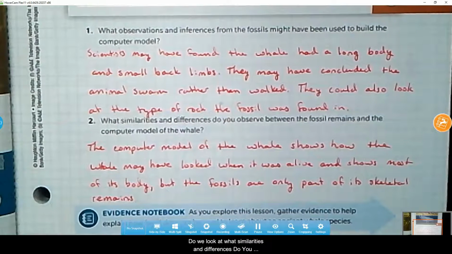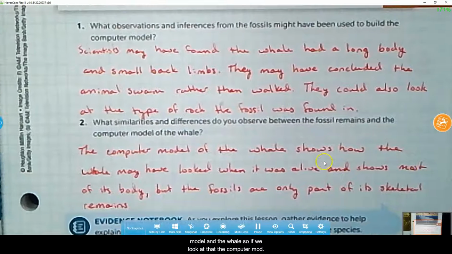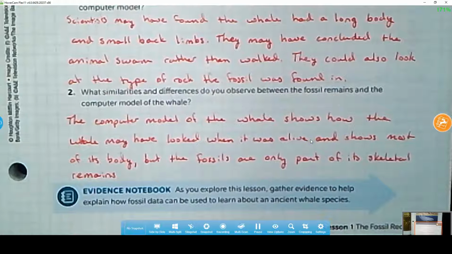So if we look at what similarities and differences you observe between the fossil remains and the computer model of the whale, the computer model shows how the whole whale may have looked when it was alive, and it shows most of its body, but the fossils only show the skeletal remains, basically the hard parts. Any soft tissues don't really form fossils. Soft tissues don't form fossils.